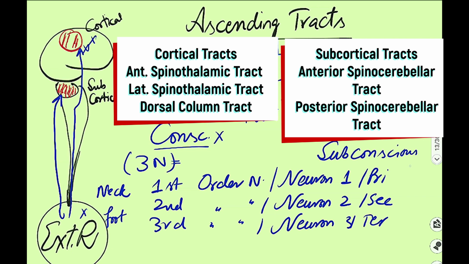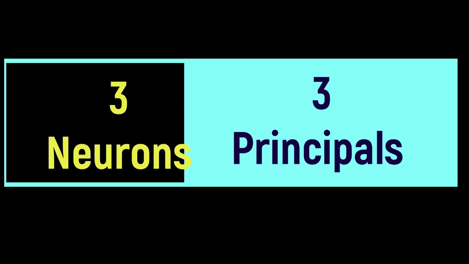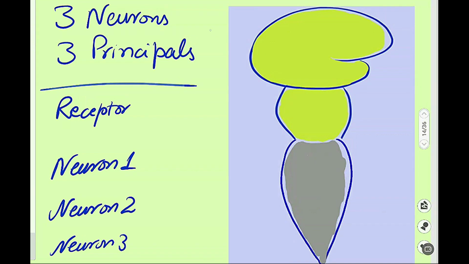For the subcortical tract, for the transfer of the information, we require two neurons, the first order and second order neuron. There is no third neuron in the subcortical tracts, as these tracts end at the cerebellum. All the cortical ascending tracts consist of three neurons. But what is meant by three neurons and three principles?